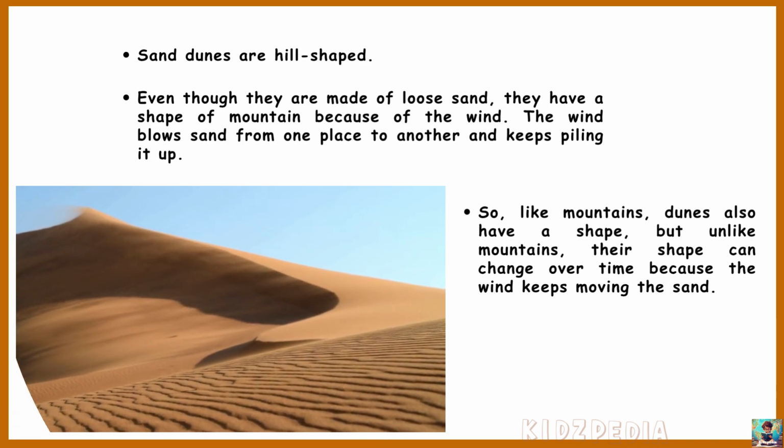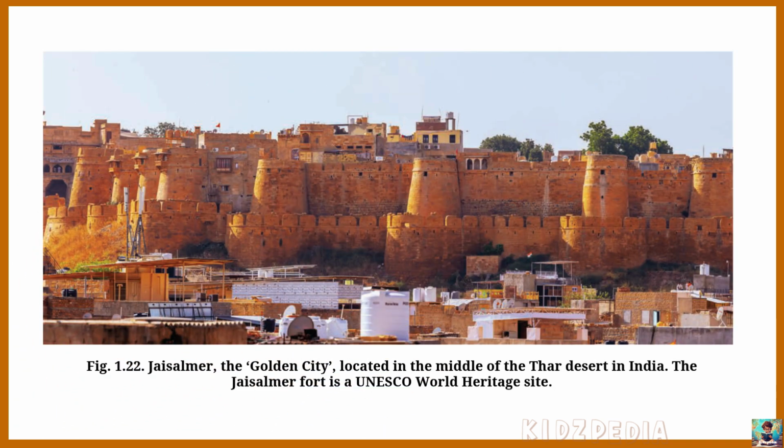So, like mountains, dunes also have a shape, but unlike mountains, their shape can change over time because the wind keeps moving the sand. Figure 1.22, Jaisalmer, the golden city located in the middle of the Thar Desert in India. The Jaisalmer fort is a UNESCO World Heritage Site.